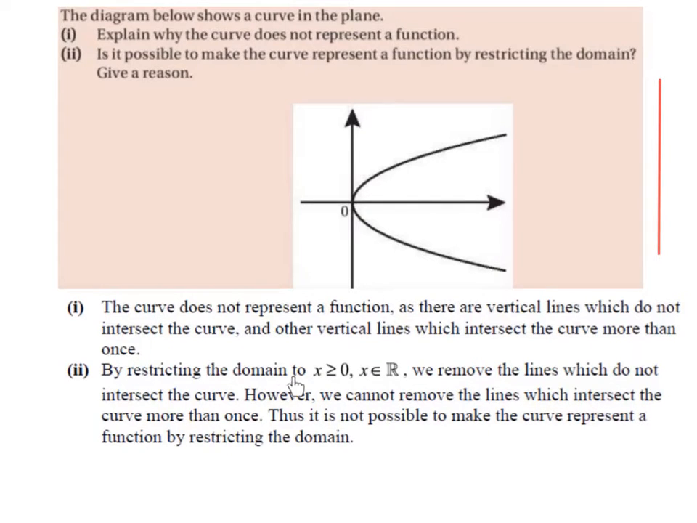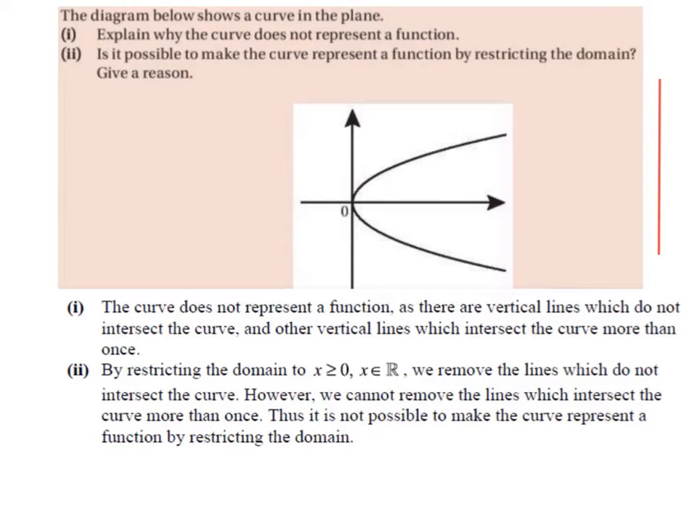So by restricting the domain to x is greater than or equal to 0 and x an element of the real number set, we remove the lines that do not intersect the curve. However, we cannot remove the lines which intersect the curve more than once. Thus, it is not possible to make the curve represent a function by restricting the domain.